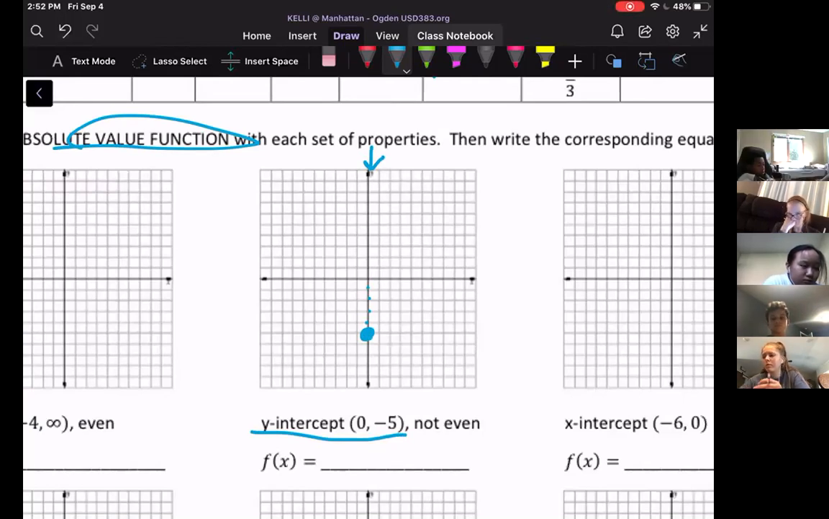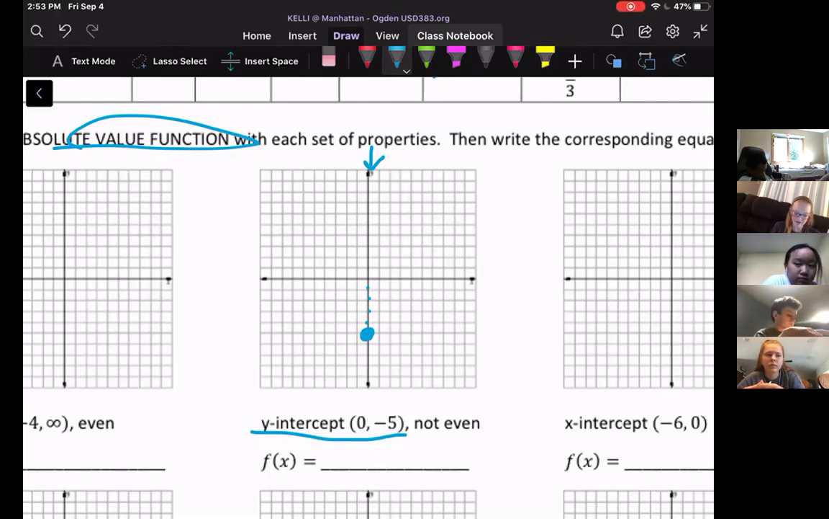It's symmetric over the y-axis. Yeah, exactly. It's symmetric across the y-axis, which means that if you took your graph and folded it in half, the graph would line up on itself. I don't want that to happen, okay? So if it's not even, if I folded it, it would not line up on itself. Okay, so as long as it goes through that point and it's a V, you're good.